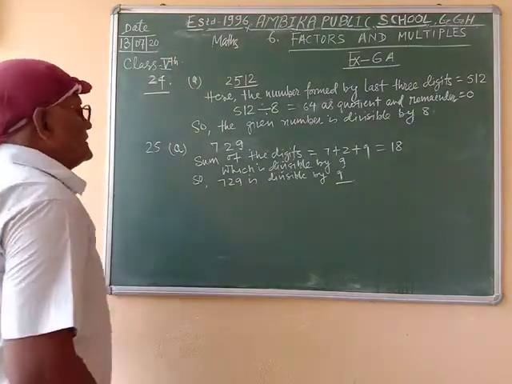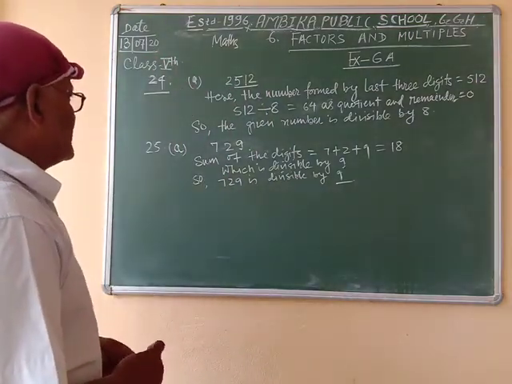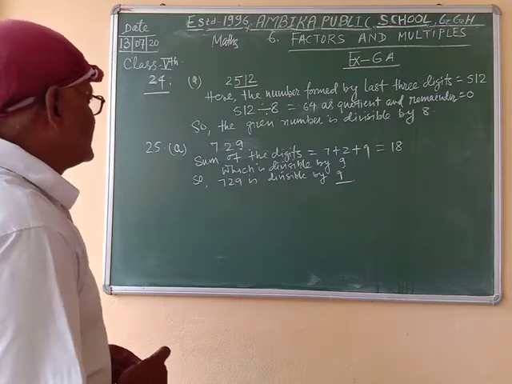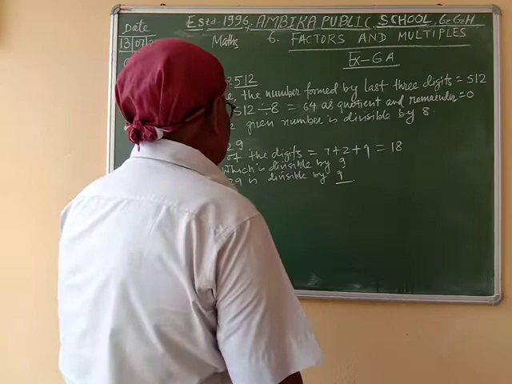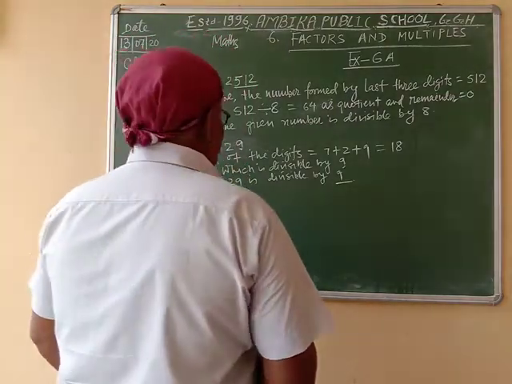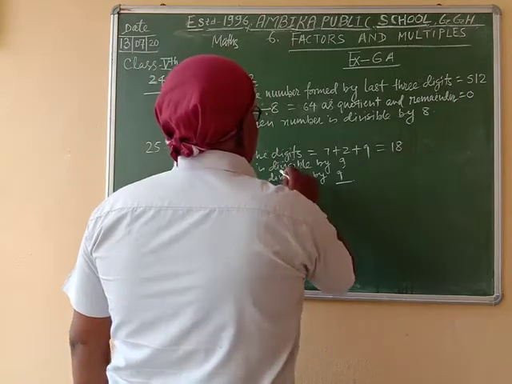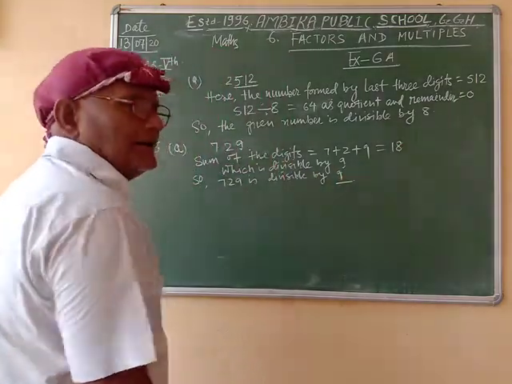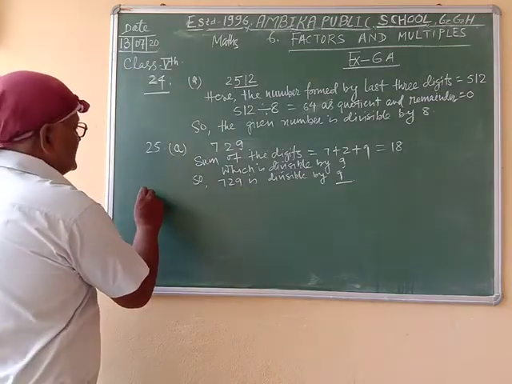The rule is a number is divisible by 9 if the sum of the digits is divisible by 9. Here the sum of the digits is equal to 18, which is divisible by 9, so the whole number is divisible by 9. Question 26.